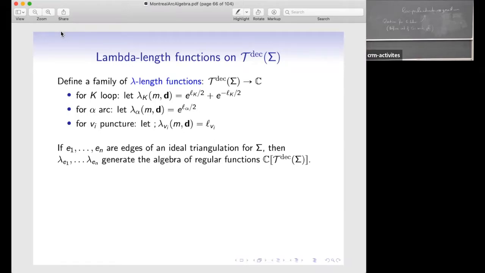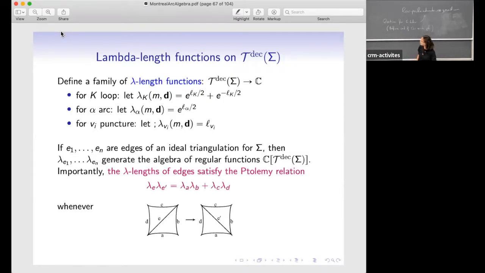So again, I'm doing this funny business with the lengths, where I take e to the length over 2 plus e to the minus length. So instead of giving trace, I'm calling these lambda lengths for historical reasons, or Penner coordinates. These lambda length functions now generate the algebra on the decorated Teichmuller space. And you only need the edges of the triangulation to do this. The lambda lengths of the edges satisfy a Ptolemy relation.